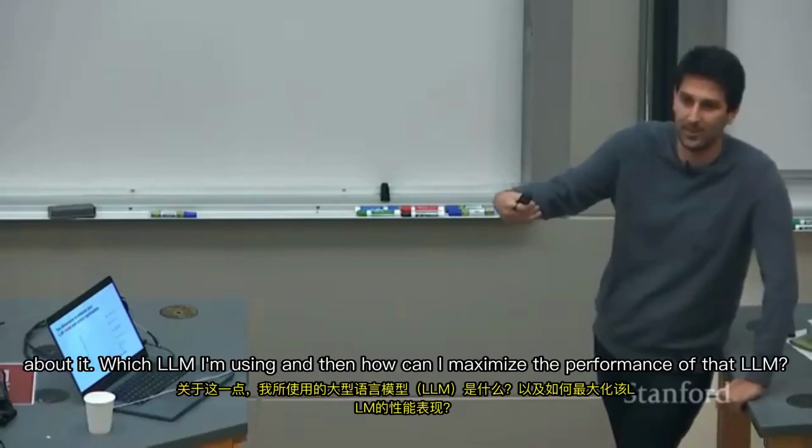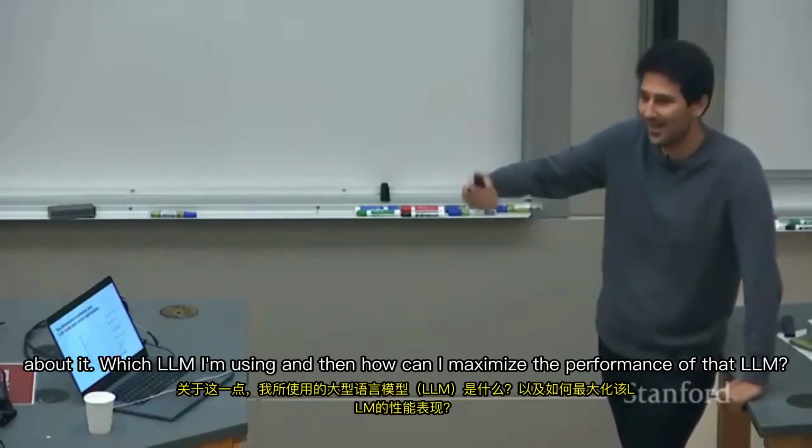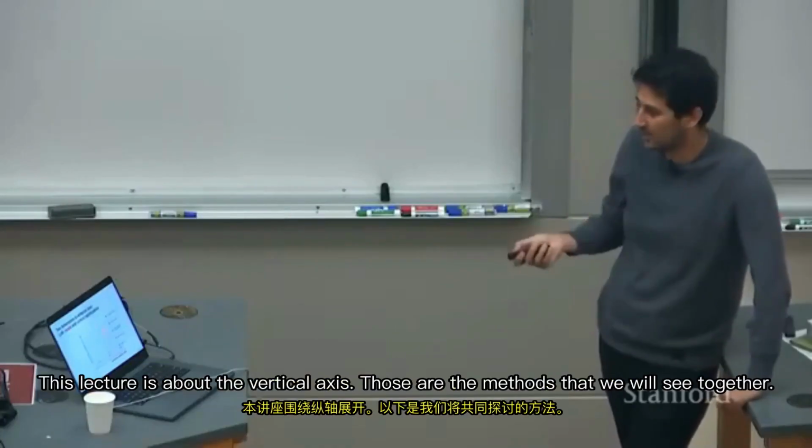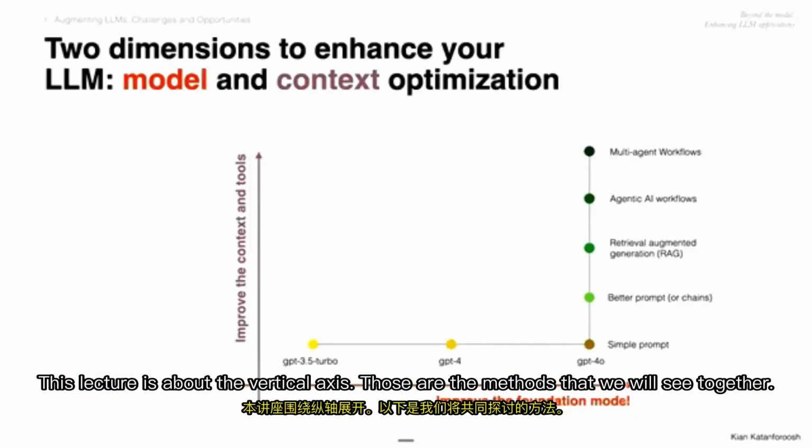So that's how I want you to think about it. Which LLM am I using, and then how can I maximize the performance of that LLM? This lecture is about the vertical axis. Those are the methods that we will see together.